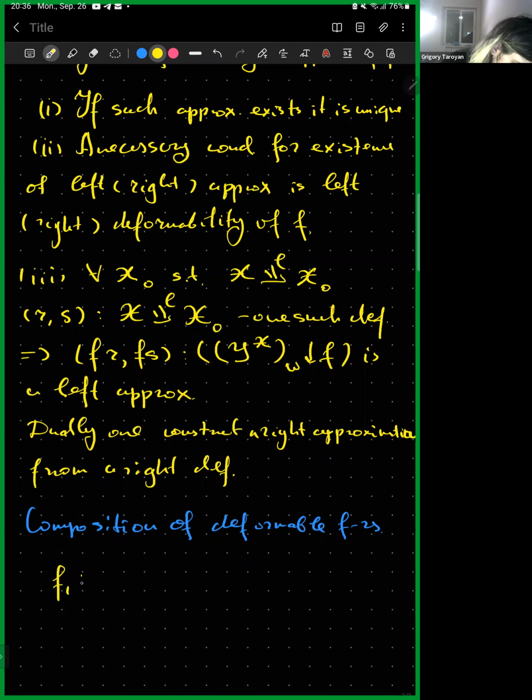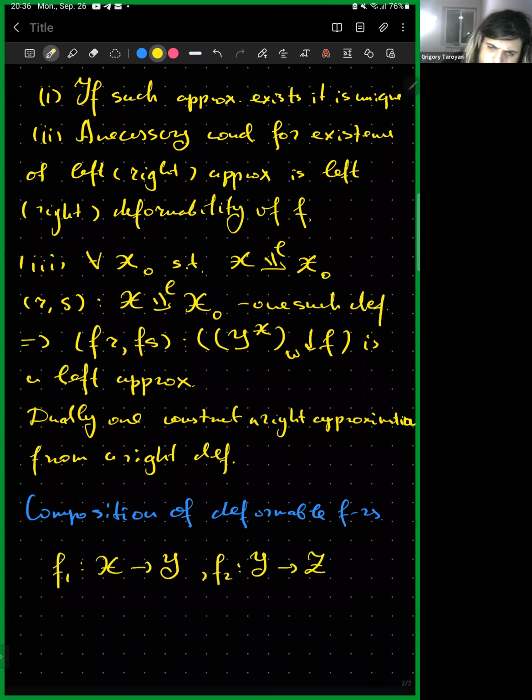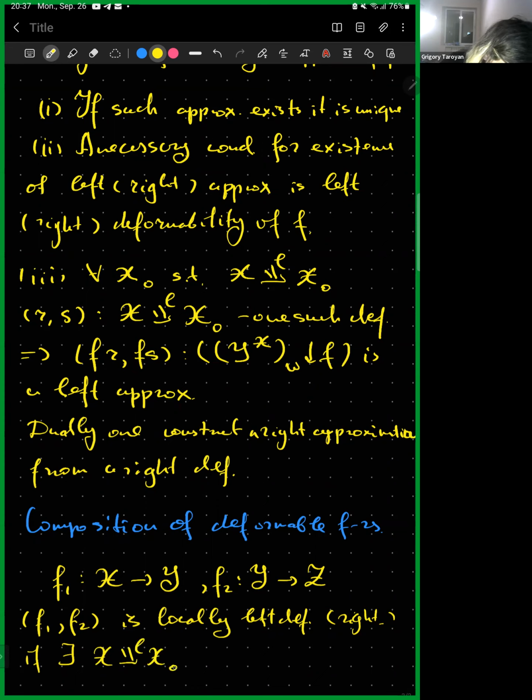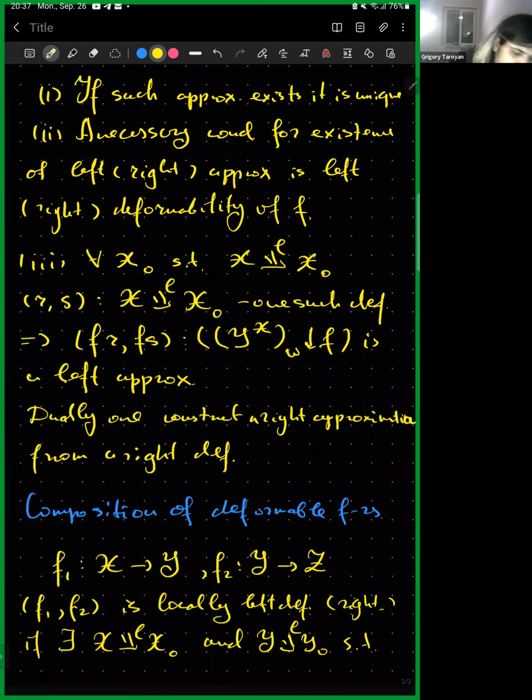Okay, so assume that we have a functor F1 between homotopical categories X and Y, and a functor F2 between homotopical categories Y and Z. We say that a pair of functors is locally left deformable or right deformable if there exists a left deformational retract X0 and another left deformational retract Y0, such that the following properties are satisfied.